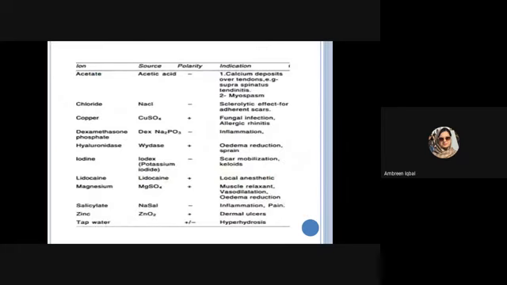This is a table of the ions, with the sources from where we can get these ions according to their polarity. I'm going to introduce them. These are the indications: acetate ions are used to treat calcium deposits over the tendons. In these conditions, you will use acetate ions. You will use chloride ions for their sclerolytic effects, for adherent scars.